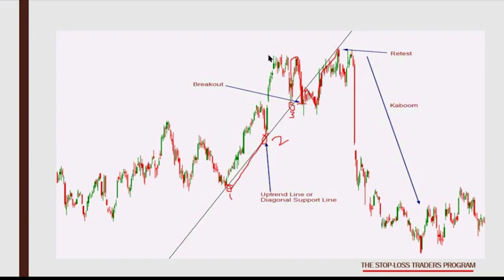This area is now an SR flip area, and the flip zone is now giving a bounce. It is again acting as a support. The price came back, again it is acting as a support. Now price again went up, giving a reaction to the support.